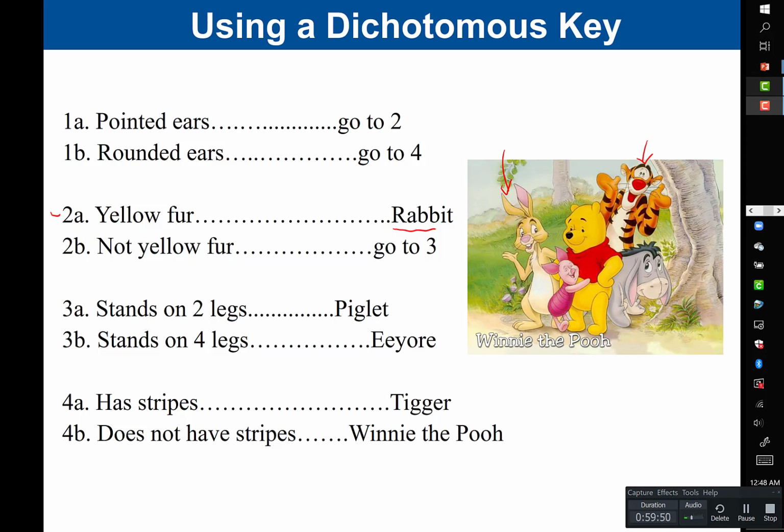And so this is how a dichotomous key works. You start from the top, you figure out of those two choices which one best applies, and then follow that to the next number. You keep following it until you get to your classification, or in this case, the name of the Winnie the Pooh character. This is how we use the dichotomous key.